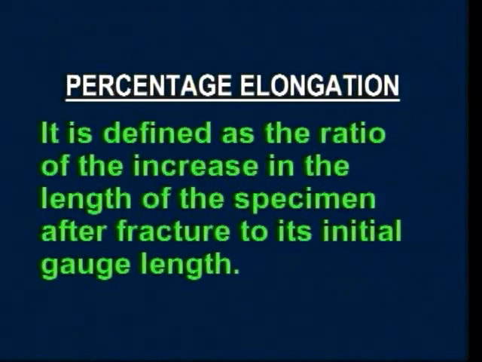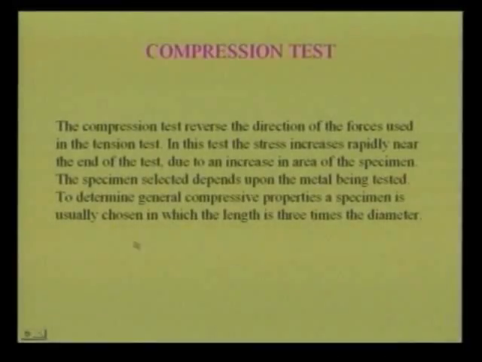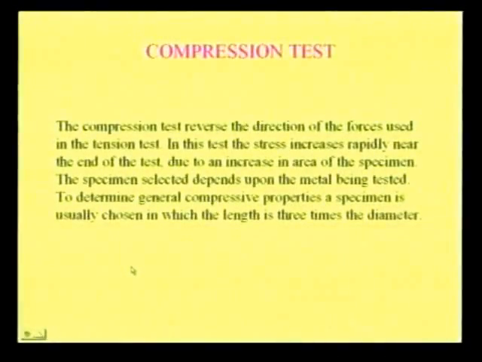Percentage elongation: it is defined as the ratio of increase in length of the specimen after fracture to its initial gauge length. Percent reduction in area: it is defined as the ratio of reduction in area of the necked portion of the fractured specimen to the initial cross-sectional area. In the compression test, the direction of forces is reversed compared to the tension test.